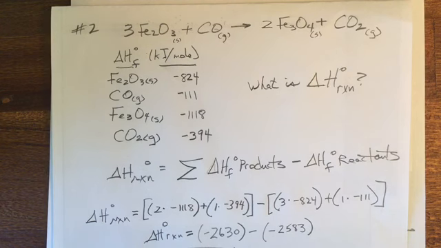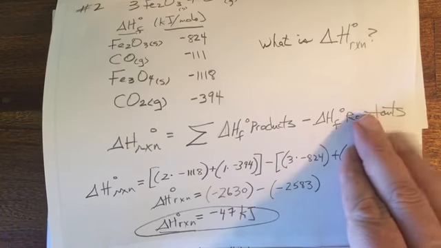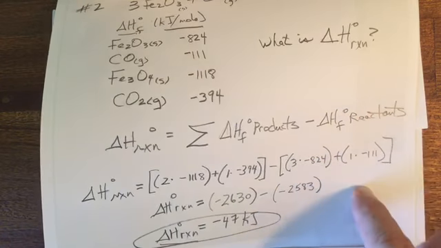From the sum of the products, we subtract the sum of the reactants, which is 3 moles times minus 824 for Fe2O3, plus 1 mole times minus 111 for carbon monoxide. You add up correctly, again watch your signs, and you get a value of minus 47 kilojoules. Stop your recording and try this yourself and make sure you get the same answer.